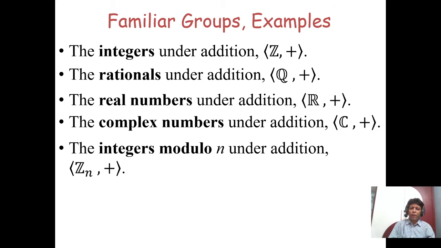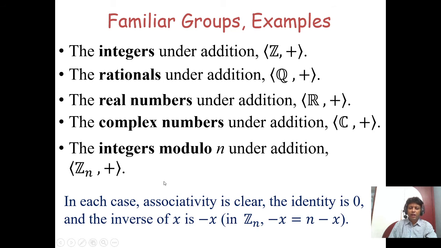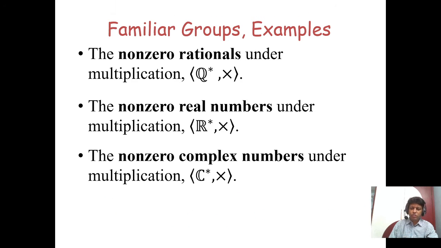Rational numbers (Q, +) is a group. Real numbers (R, +) is a group. Complex numbers with respect to addition is a group. And the last one is integers modulo n, the modulo group. We'll explain the modulo group later on. Suppose you divide some integers, then you have a residue. This residue forms a group. That is called the integers modulo n. We'll explain this later separately.